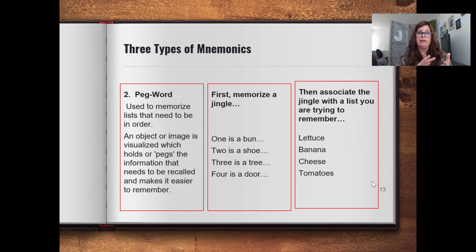Picture some type of bun. And the second thing, number 2, is a shoe. So you picture a shoe. Now take a look at the list of the items that you are remembering.